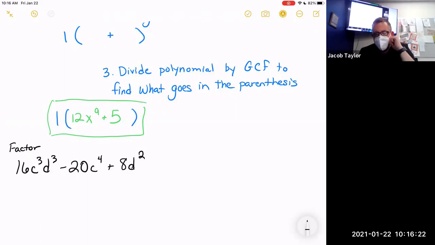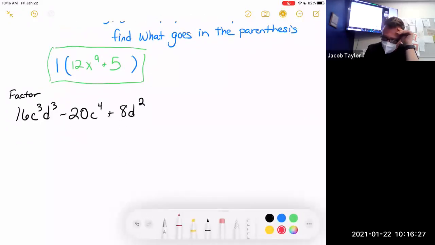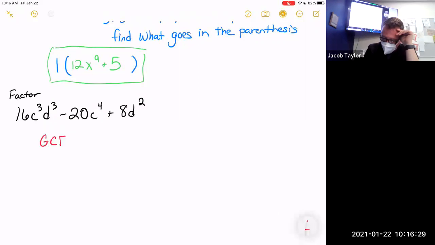Step number 1, find the greatest common factor. Now, finding the greatest common factor here is going to be a little trickier because we have 3 numbers.